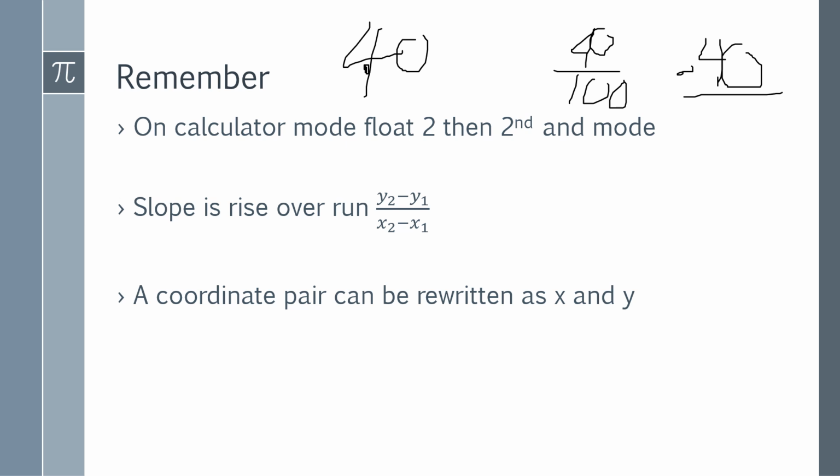Remember, slope is rise over run. So y2 minus y1 over x2 minus x1. And then your coordinate pair, like x and y, could be written as a table value of x and y. Okay? These are things to remember from the Kahoot to help you in ACT.